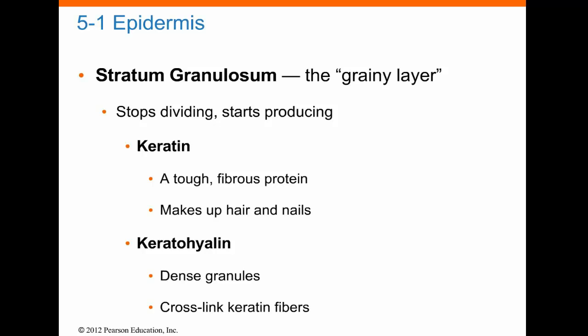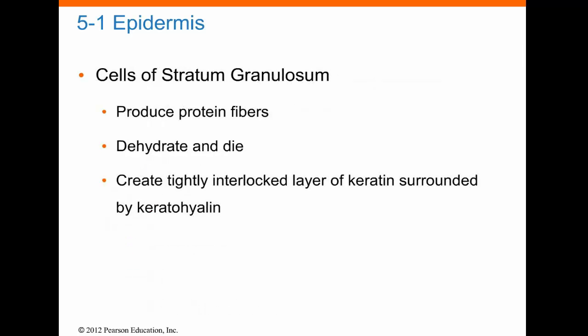The stratum granulosum is the grainy layer, and that stops dividing and starts producing keratin, which helps make up hairs and nails. And then you've also got keratohyalin, which is dense granules, and they cross-link with the keratin fibers, again providing more support. The cells of the stratum granulosum produce protein fibers, then they dehydrate and die, and they're tightly interlocked layers of keratin surrounded by the keratohyalin.